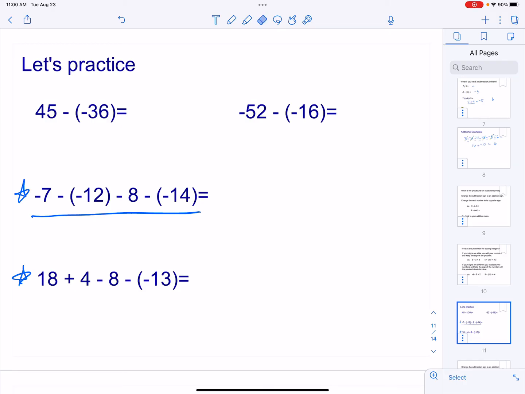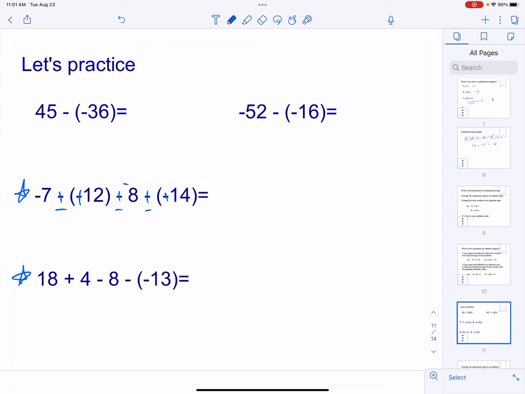Okay, so let's find out how you did on this question. So the first thing I'm going to do is I'm going to go to the first subtraction that I see. That's right here. And I'm going to change that subtraction to addition, and that 12 is going to become a positive because it was negative. Oh, I see another subtraction sign, so I'm going to change that subtraction to addition. The 8 is going to turn negative. Oh, I see one more subtraction sign, so I'm going to change it to addition, and the 14 turns positive.